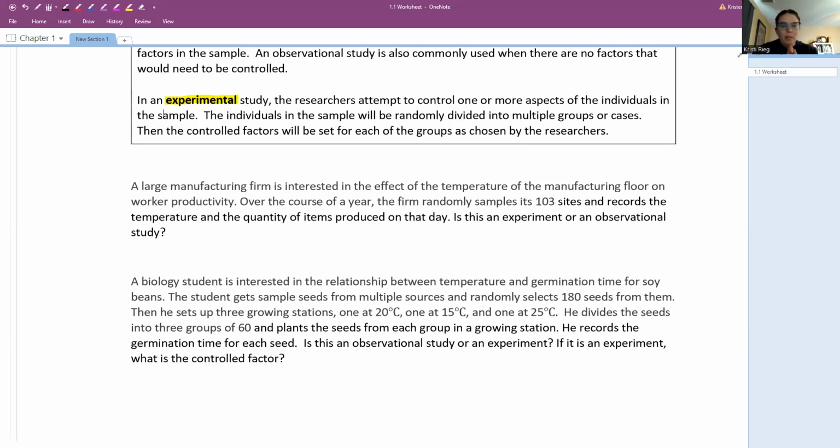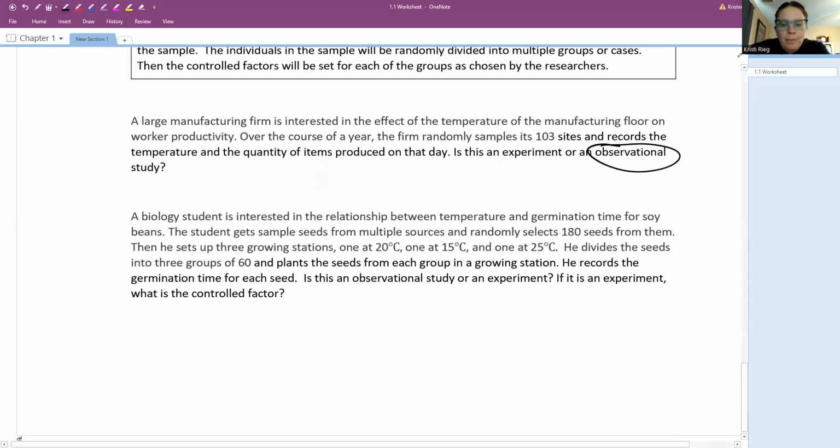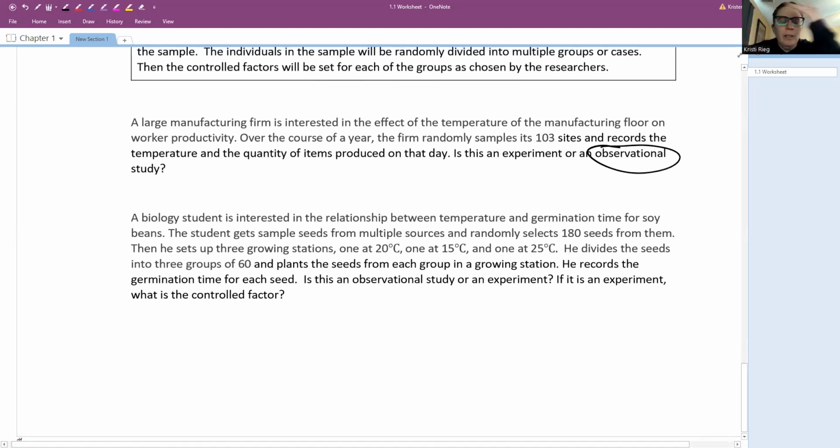In this example, they can't control if it's a hot day, a cold day, a sunny day, a snowy day. They can't control that, but they want to know if that temperature will affect the people, the 103 sites, and if it affects the quantity of the items. And so this one right here is an observational study. Okay, the other thing is experimental studies are typically cause and effect. I'll explain it on this one.